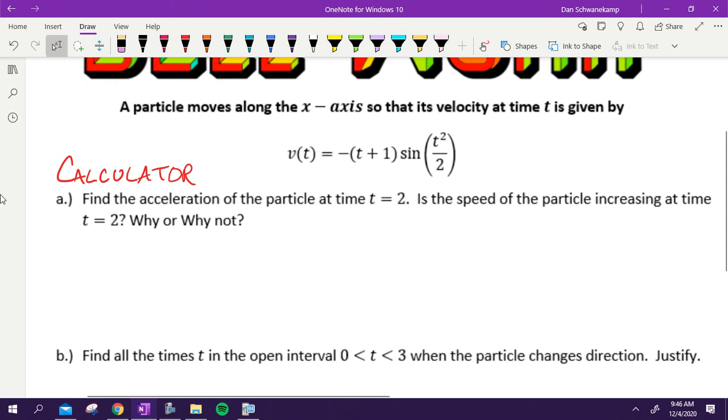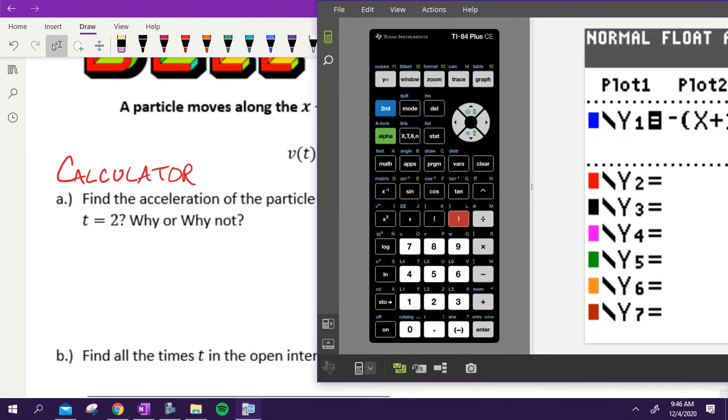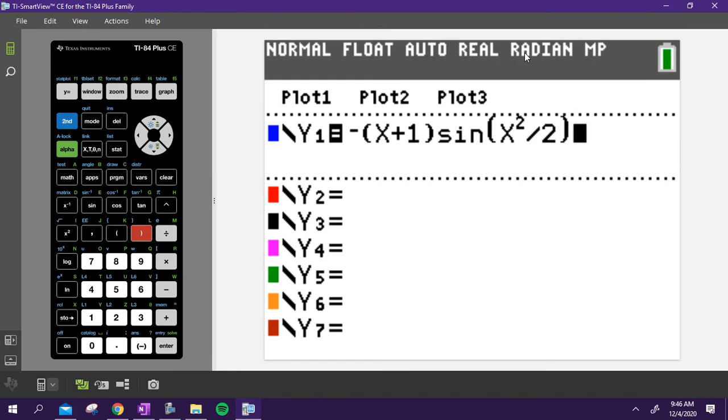They gave me a velocity equation. This is calculator. Find the acceleration of the particle at t equals 2. Is the speed of the particle increasing or decreasing at that time? Why or why not? Okay, so we use our calculator. We type in that equation. I want to make sure I'm in radians.